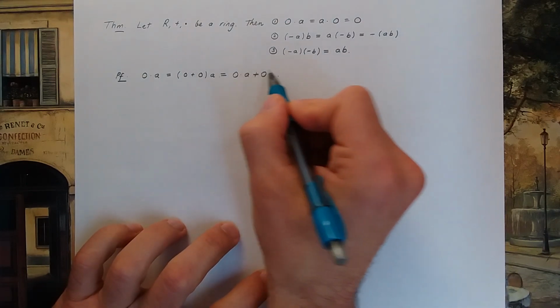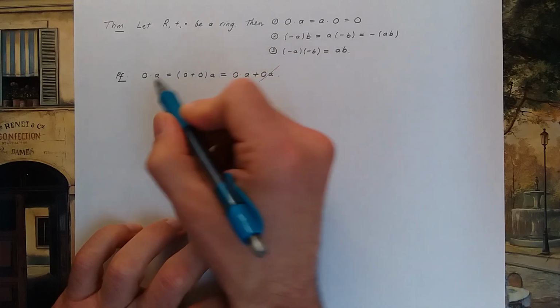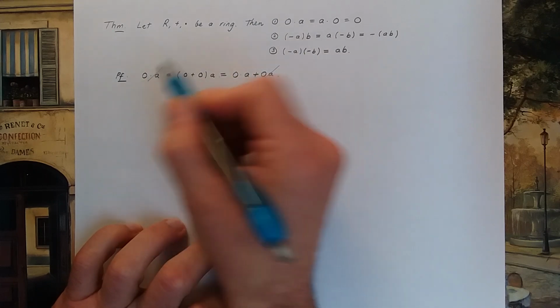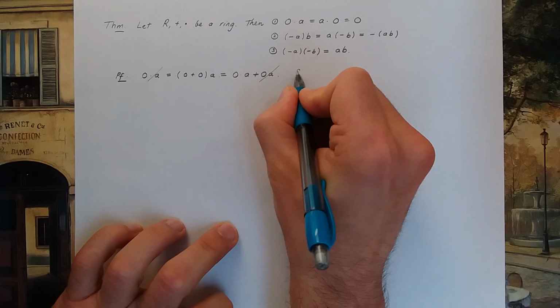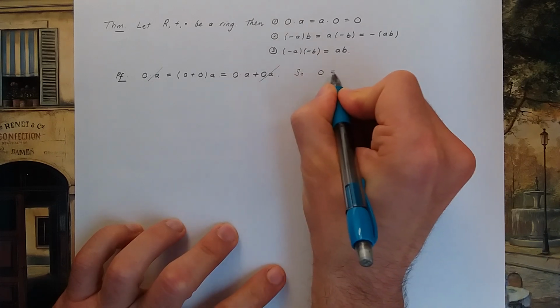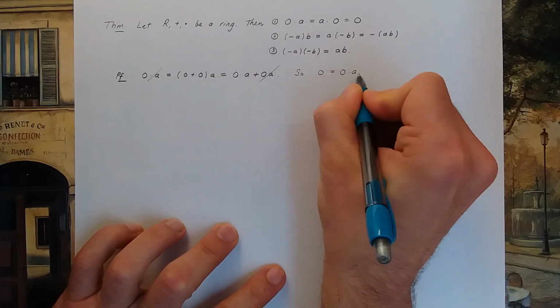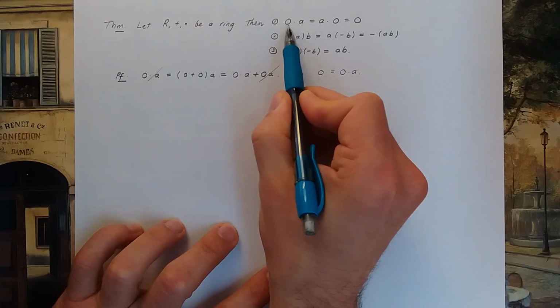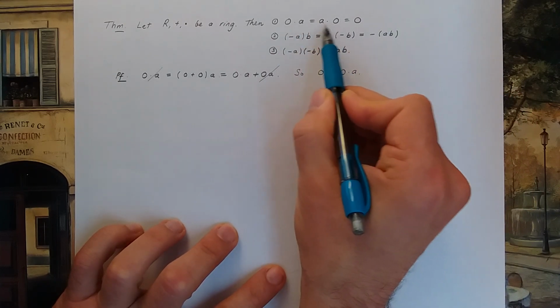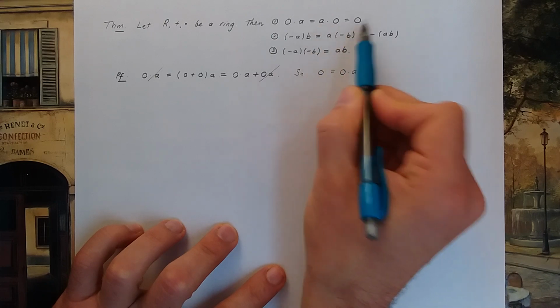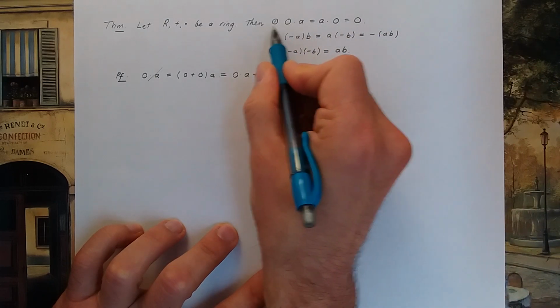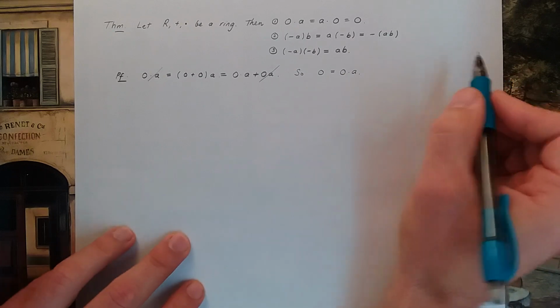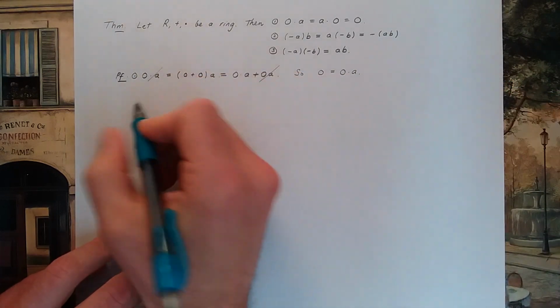So I could subtract 0A on both sides and get 0 is 0 times A. So that's the condition where 0 is on the left. It's a very similar argument to when 0 is on the right, so I'm going to omit that. So I'm going to claim that's statement number 1.